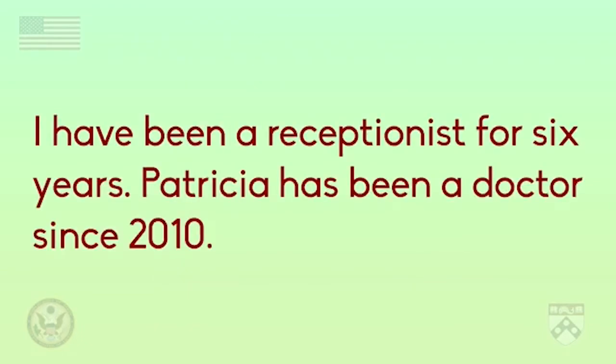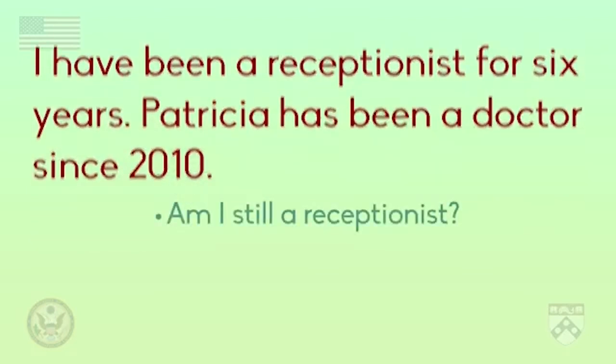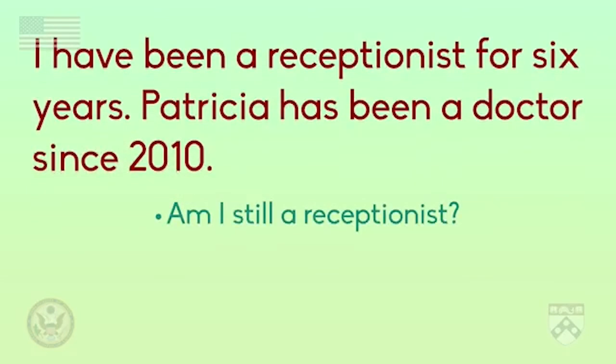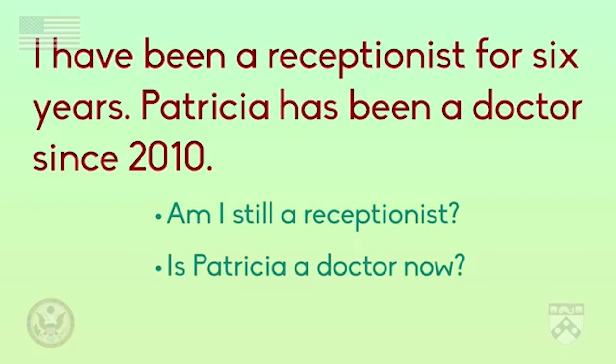The verb be is an example of an irregular verb. The simple past form is was or were, and the past participle is been. So we might say, I have been a receptionist for 6 years. Am I still a receptionist? Is Patricia a doctor now? The answer to both questions is yes.